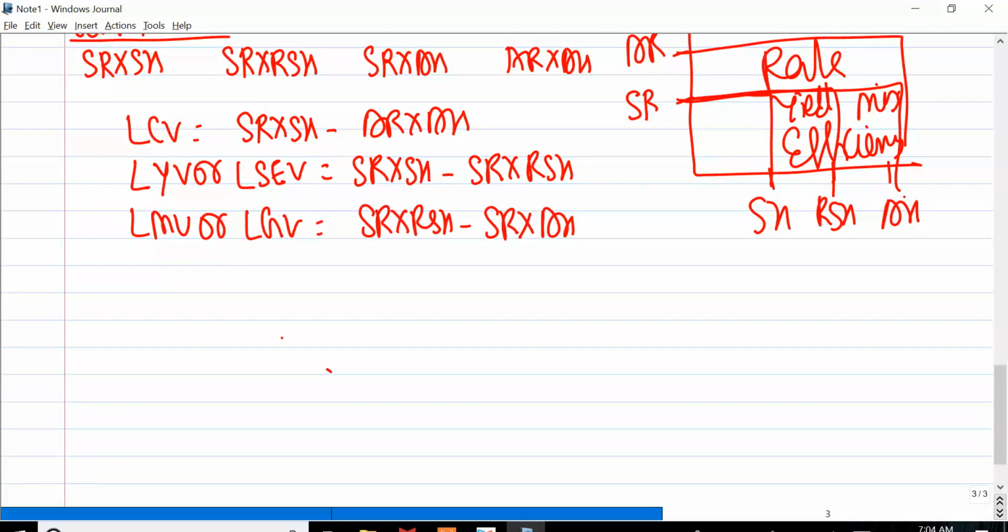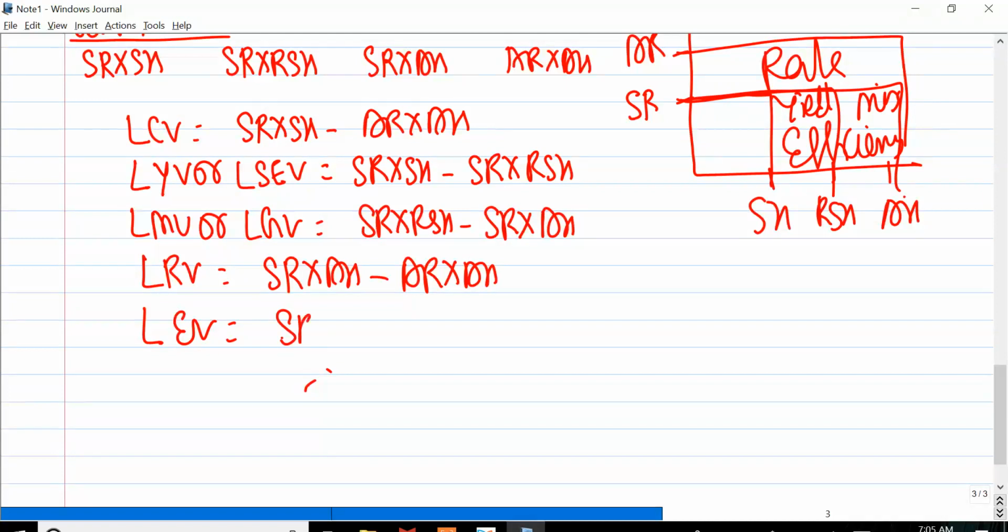Again, I cannot be repeating this multiple times. If there's any confusion in any of the formulae, please let me know. The computation table will give you the formulae.